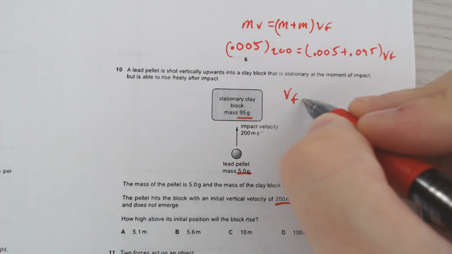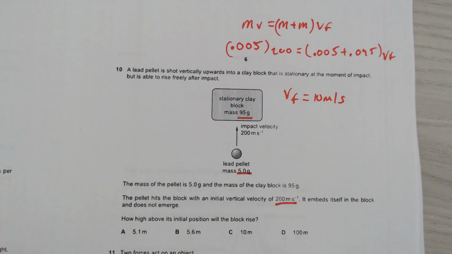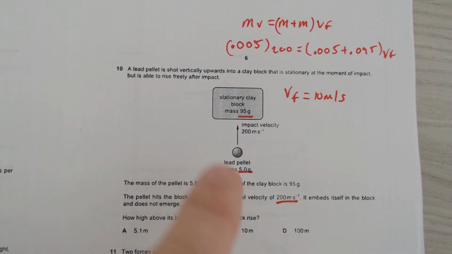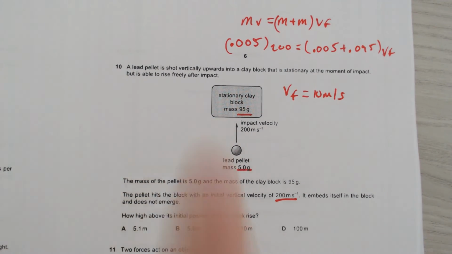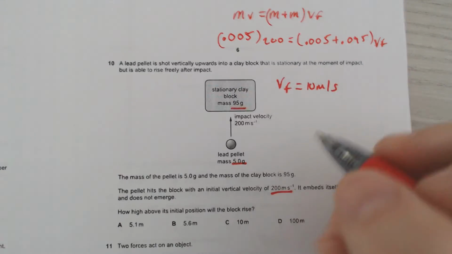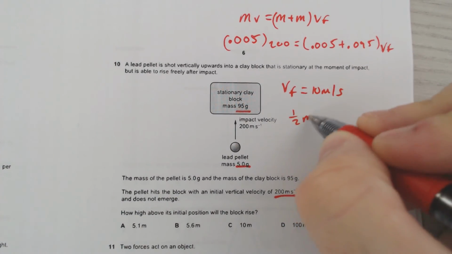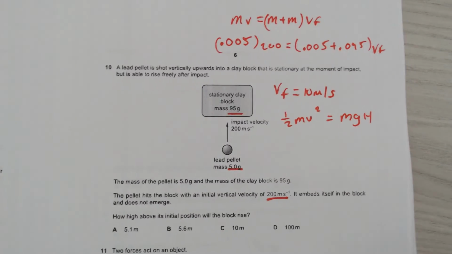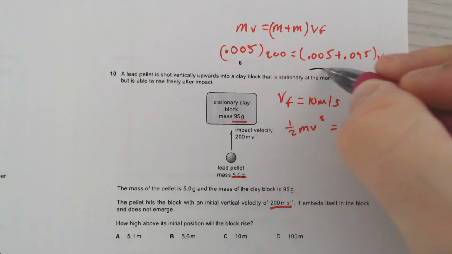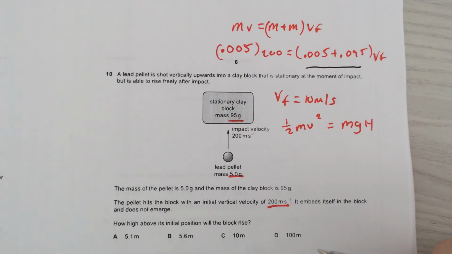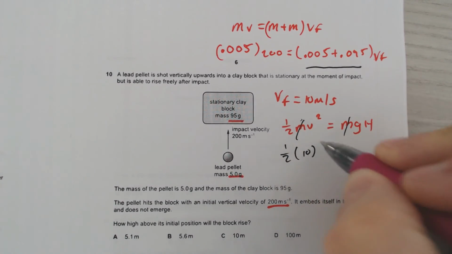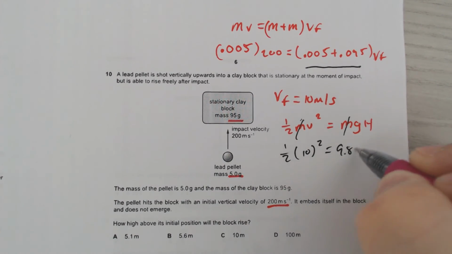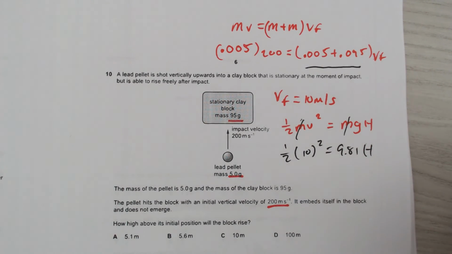So once you get the V final is 10 meters per second, then you're like, okay, now how high will the ball that's embedded in this clay block actually fly up into the air? You would just be turning kinetic into potential. The mass would be the combined mass, not the mass of the little ball or the clay, but the combined mass, but it doesn't really matter because it cancels. You get 1/2 of 10 squared is equal to 9.81 times height. You solve for height, you get 50 divided by 10 essentially.